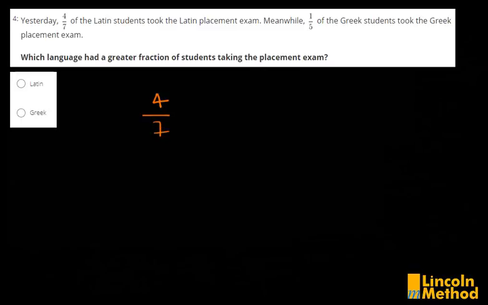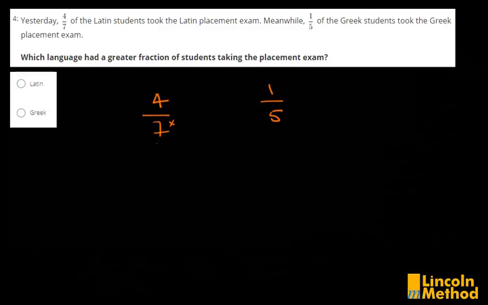We have 4 upon 7 and 1 upon 5. Now we know that since the denominators for both of these fractions are not equal, we can't really compare them. In order to be able to compare these fractions, we have to make sure that the denominator for both of these fractions is a common number. So how can we convert 7 and 5 into a number that is common in both of them?